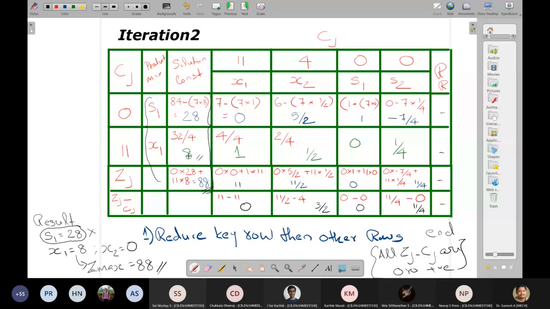Clear? Is the description clear? Or do you have any doubts? Do you have any doubts?